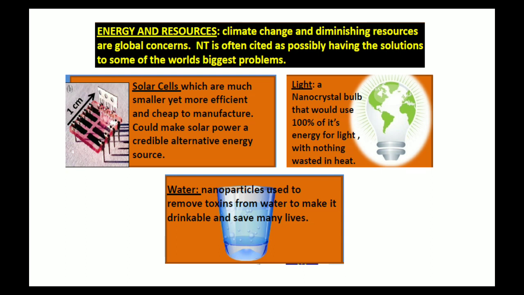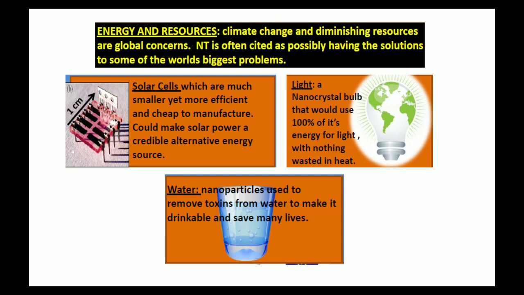And what about energy consumption? Take light bulbs: a nanocrystal bulb would use 100% of its energy for light with nothing wasted in heat. With these LEDs we have achieved a good amount of conversion from electricity to light. We have reduced the heating problem, and nanotechnology has also contributed in terms of light emitting diodes. And the third important part is water.